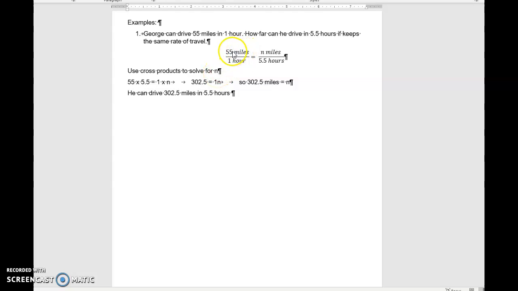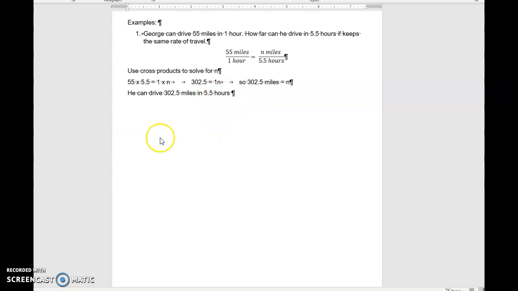So in my example, I took 55 times 5.5. I set that equal to 1 times n. I got 55 times 5.5 is 302.5. That's equal to 1n. So this looks like an algebra problem now. So 302.5 miles is equal to n. So he can drive 302.5 miles in 5.5 hours.